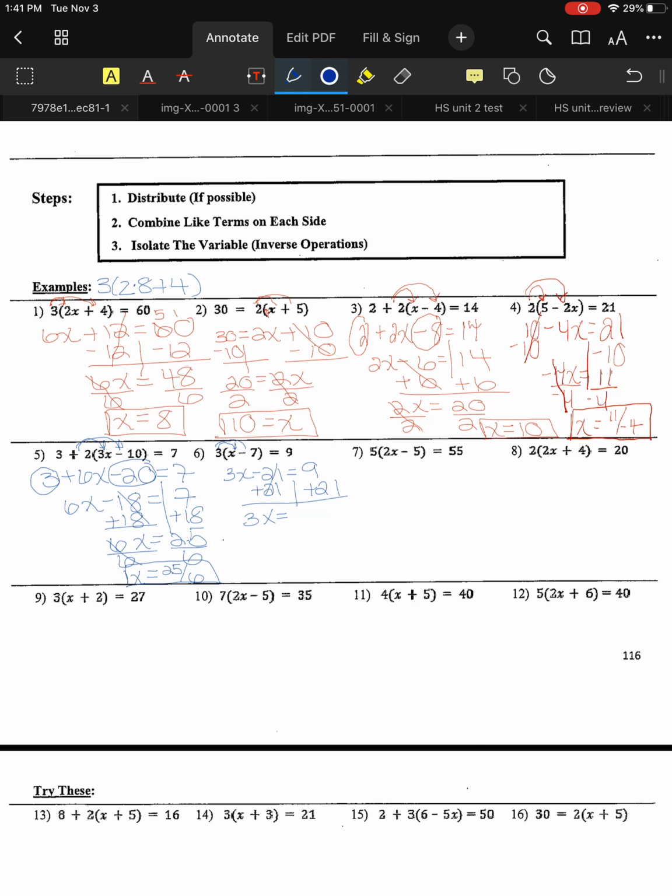I have 3x equals 30. Okay, at least this one works out nicely. The opposite of multiplying by 3 is to divide by 3, and I get x equals 10.